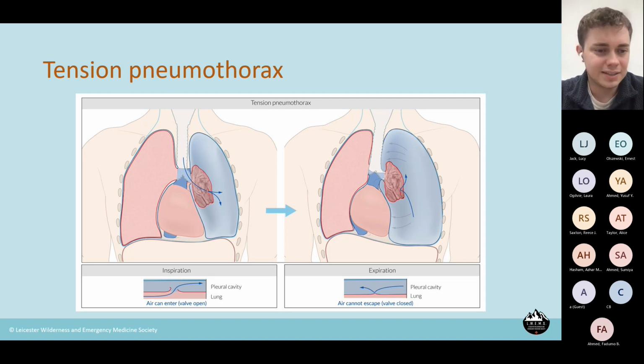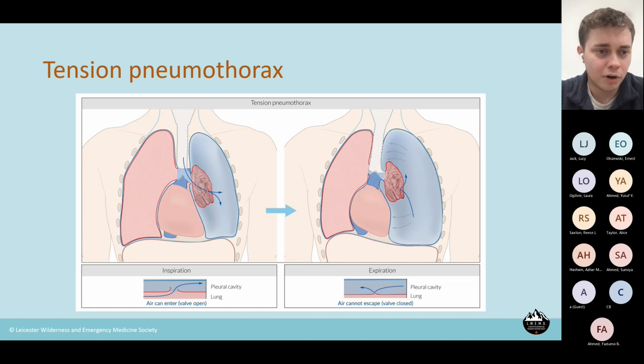Air enters the pleural space on inspiration when the intrathoracic pressure decreases, but it can't exit again because of this one-way valve mechanism. So the air progressively accumulates in the pleural space and you get increasing pressure within the chest cavity. The lung on that side will collapse under the compression. You'll get compression of the opposite lung, of the trachea, of the heart, and the superior vena cava. The inferior vena cava becomes angulated.